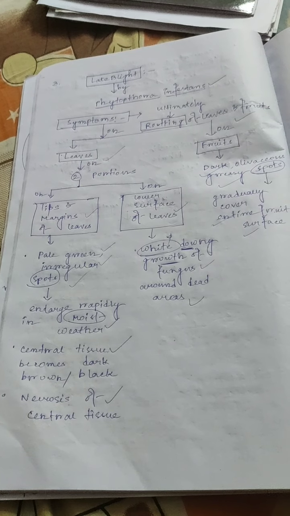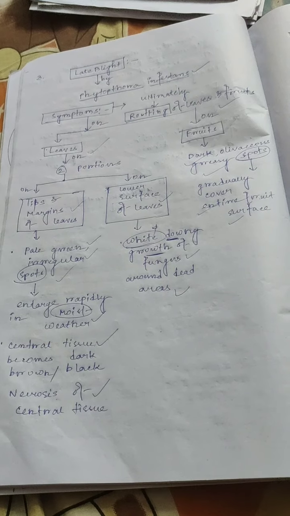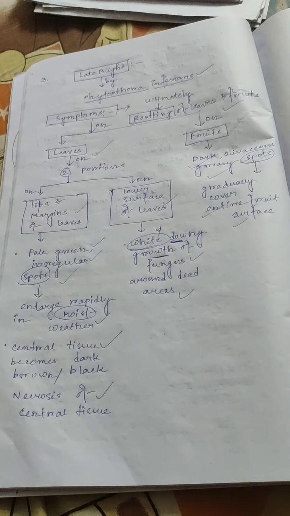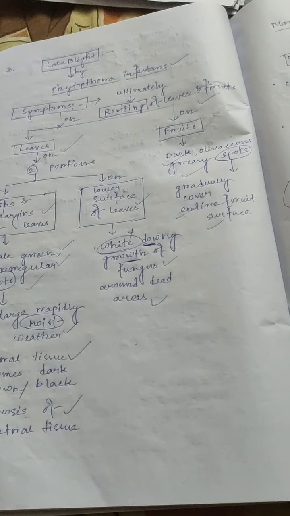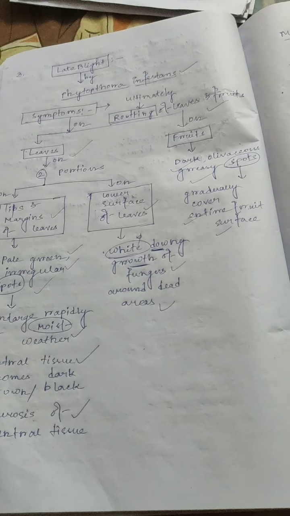So symptoms on leaves are on two portions: tips and margins of leaves and the lower surface of leaves. On the lower surface of leaves, white downy growth of fungus. White downy growth of fungus, and on fruits, dark olivaceous greasy spots. Rotting of leaves and fruits.